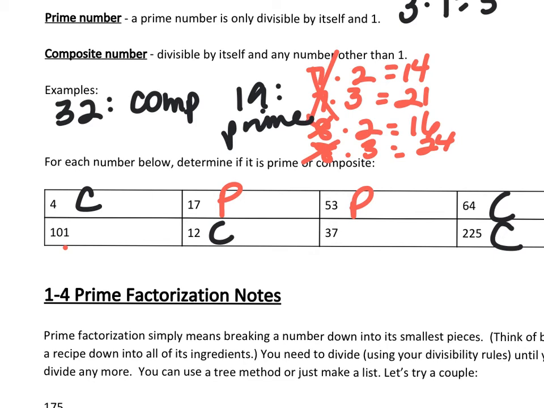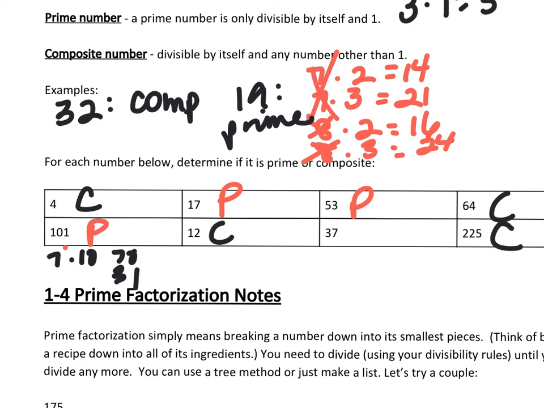So let's see, 7 times 10 would give us 70. And if I subtract that from 101, I'd have 31 more. But 7 times anything doesn't equal 31 exactly. 7 times 4 would be 28. 7 times 5 would be 35, so it's close but not. 11's not going to work. 13's not going to work. So that is going to be a prime number.